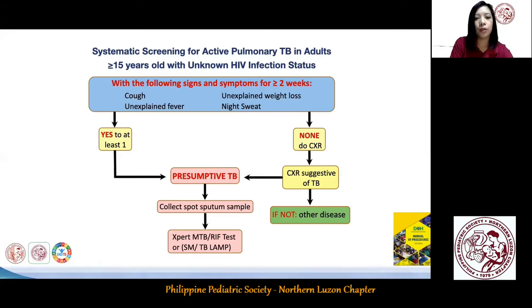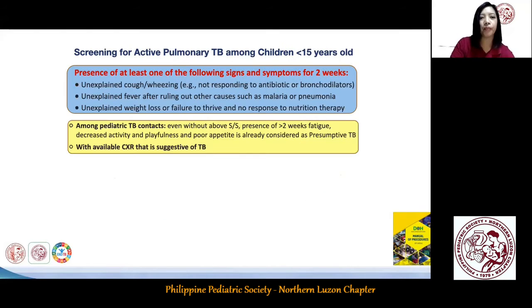Next, what will you do now? You collect your sputum sample and submit it for gene expert, your PCR-based determination for the presence of Mycobacterium tuberculosis and test for rifampicin resistance. Only if your gene expert is not available can you send your samples for smear microscopy or for TB lamp. Actually, there are already available gene experts in almost all of the regions, so you can submit them to your TB-DOTS units.